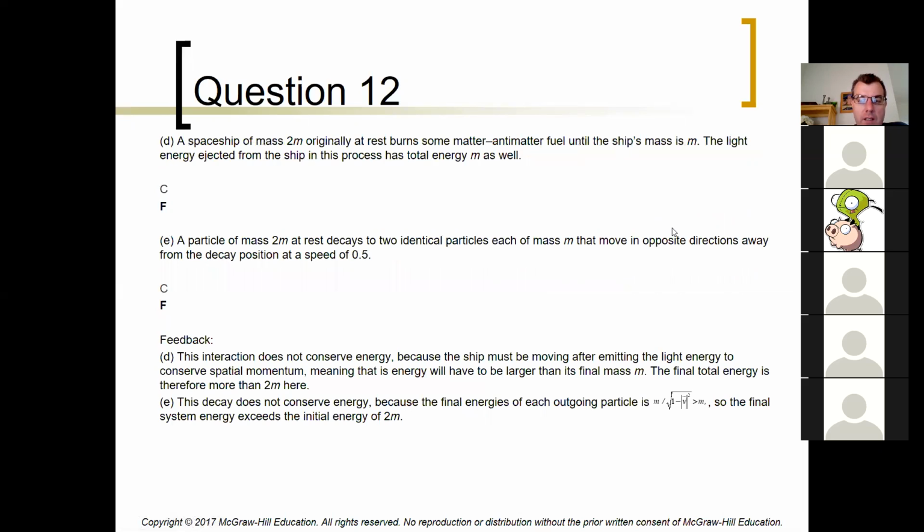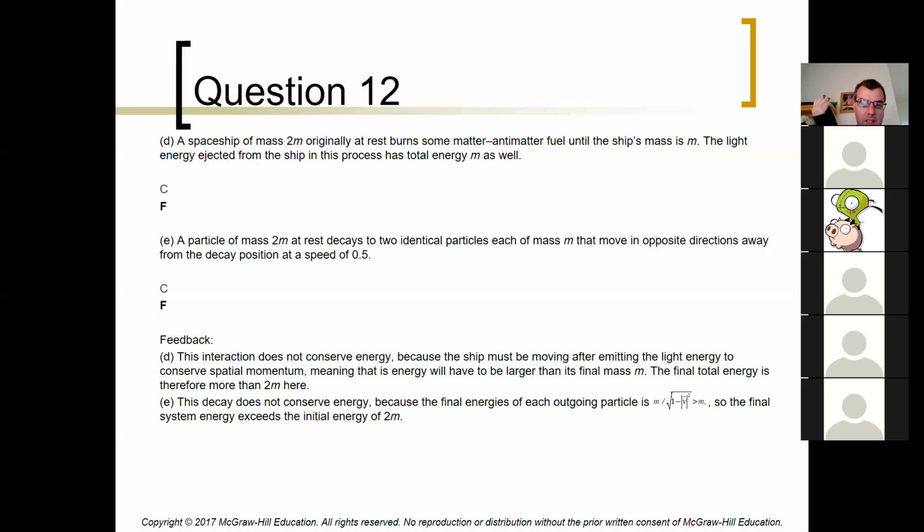Now, in this case, the light has energy m, and the ship has mass m, but the ship must also have some kinetic energy. We know that the ship must have kinetic energy because the light was emitted, so the light is moving, the light has momentum, the ship must have momentum. If the ship has momentum, it must also have kinetic energy. So this doesn't conserve energy.